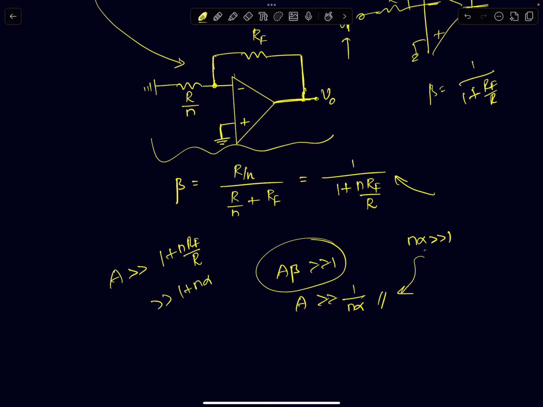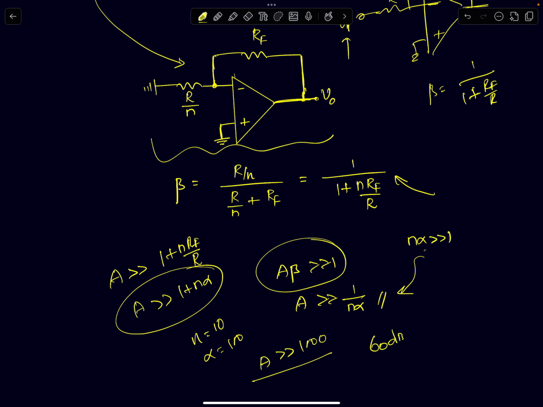Alpha is RF by R. So this condition has to be satisfied. In this example, it is given n is 10, alpha is 100. So A has to be much greater than 1000. So your gain has to be much greater than 60 decibels.